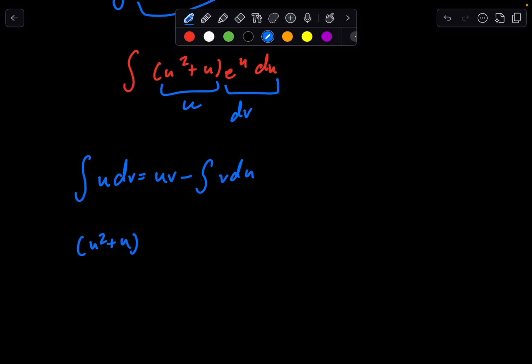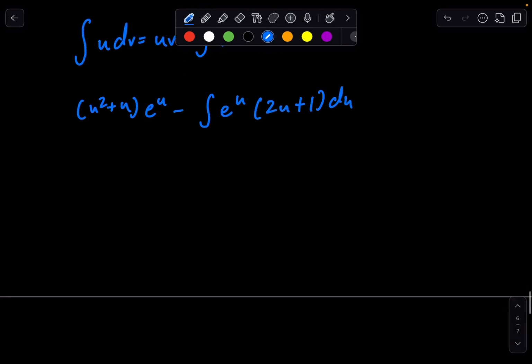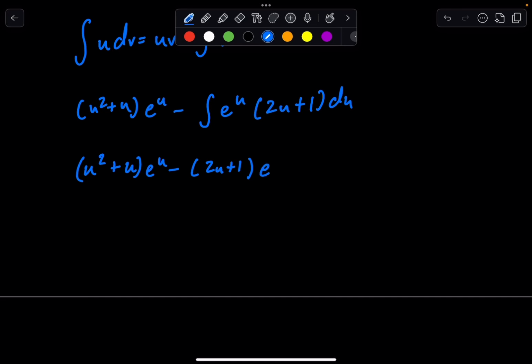What is the integral of e to the u? It's just e to the u, minus the integral of v, which is e to the u, and then du is just going to be 2u plus 1 du. And once you do this again, what's going to happen? For the sake of time, I'll just write it out. You're going to get u squared plus u times e to the u, minus 2u plus 1 times e to the u, plus 2e to the u.